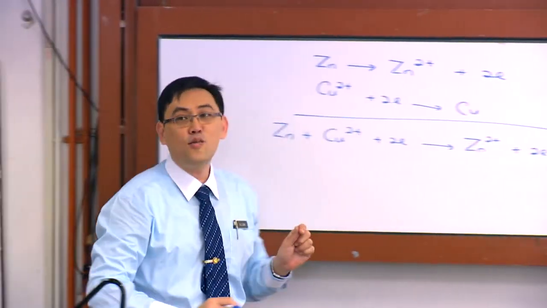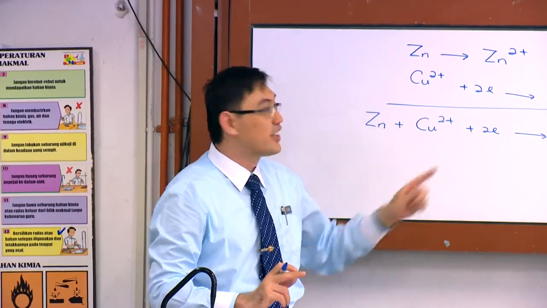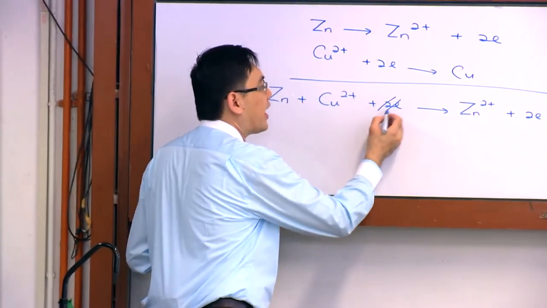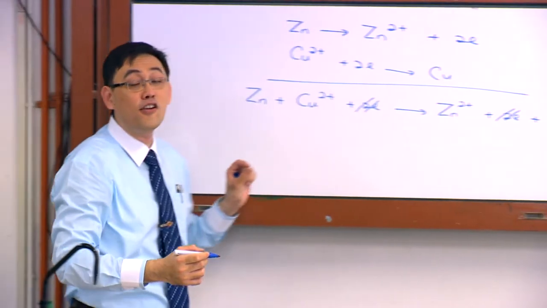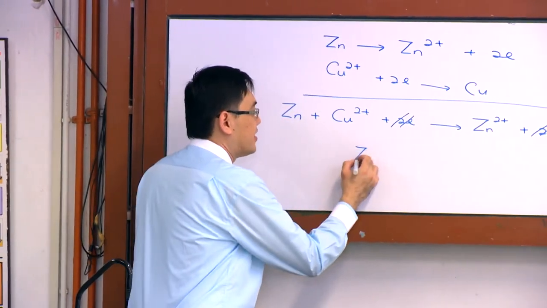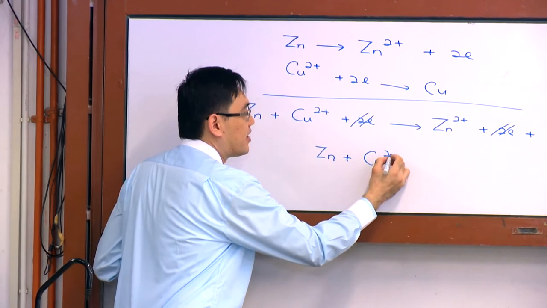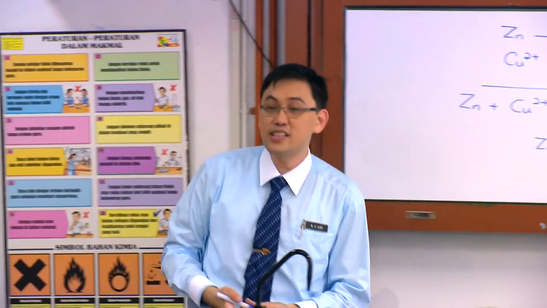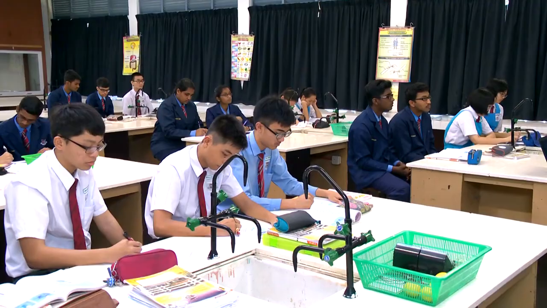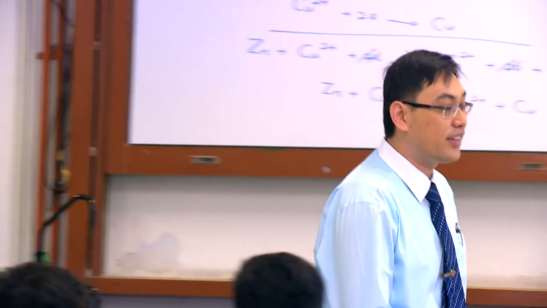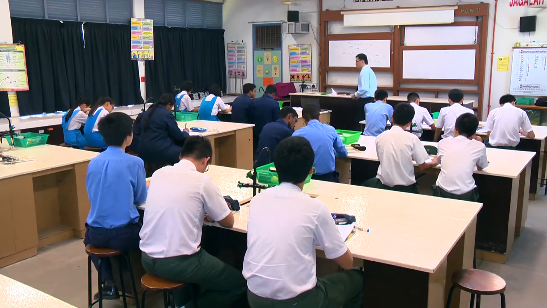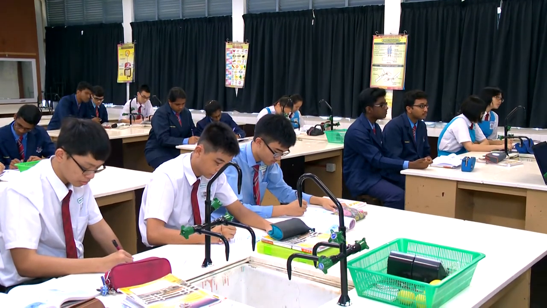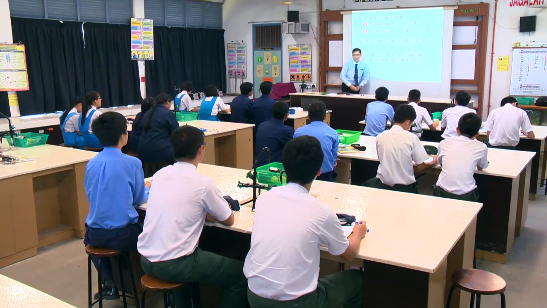So now let's focus on the equation. Is anything the same on the right-hand side and the left-hand side? The electron, correct? So this electron, we can cut it off. So the real answer for the ionic equation is Zn. This is what we call the ionic equation. Can you help me to write down the ionic equation? Okay, clear? Then we continue.